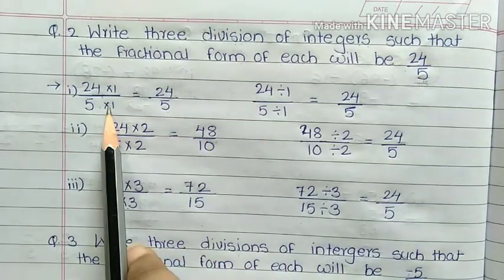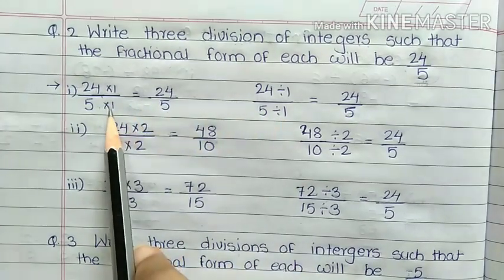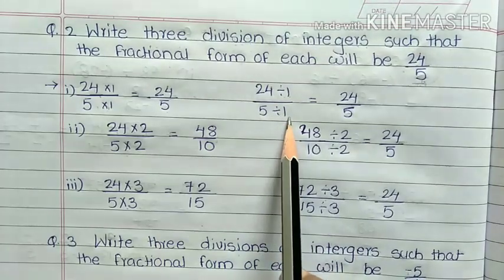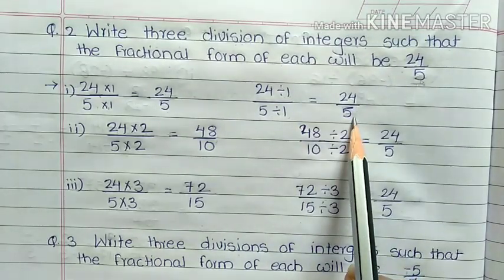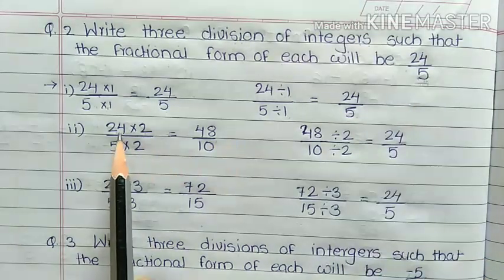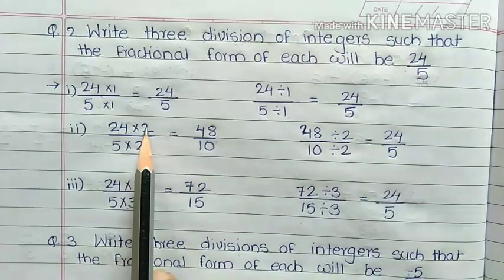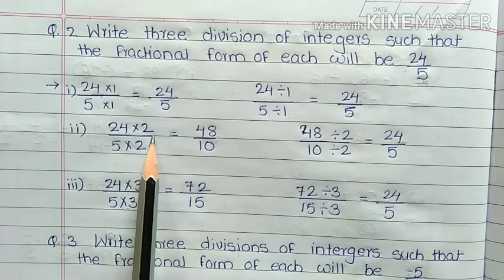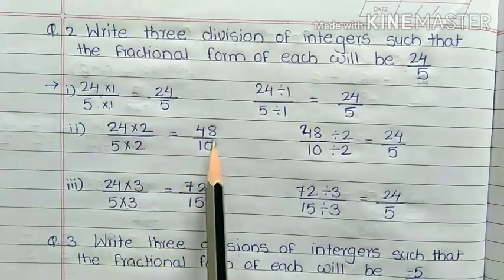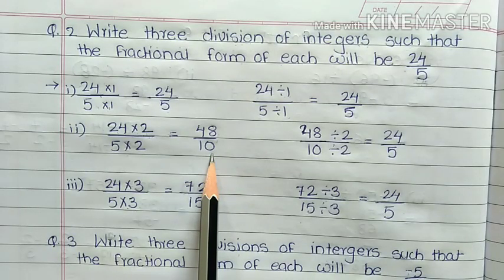What is the opposite of multiplication? Division. I use the same number to divide. 24 divided by 1, 5 divided by 1. The answer is 24 upon 5. Got my answer, 24 upon 5. Second, I multiply both numerator and denominator by 2. 24 upon 5 multiplied by 2 gives 48 upon 10. This is the fraction I got.